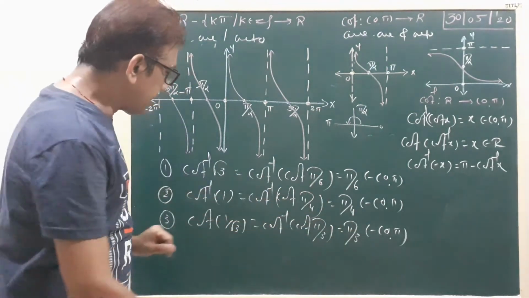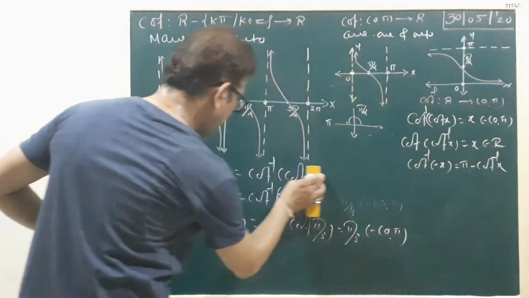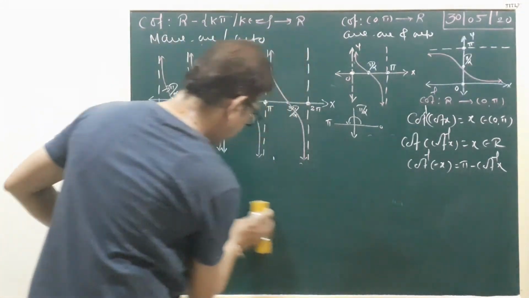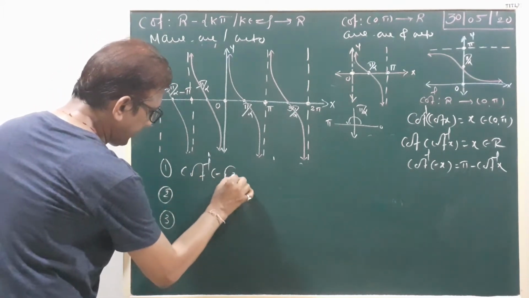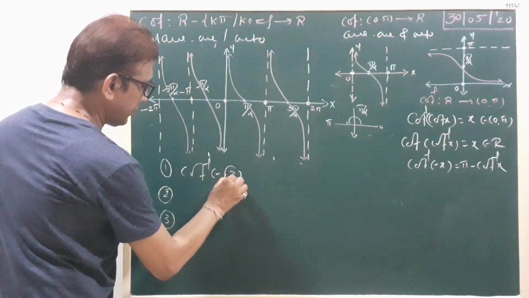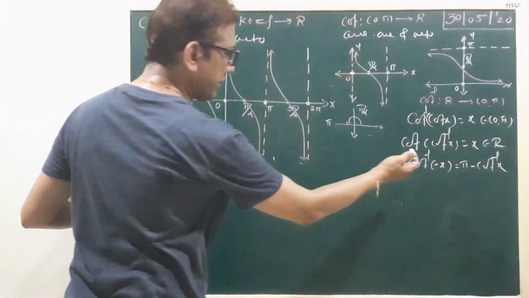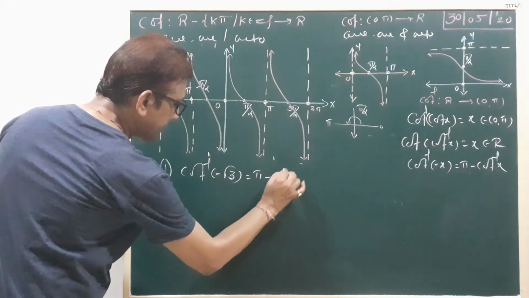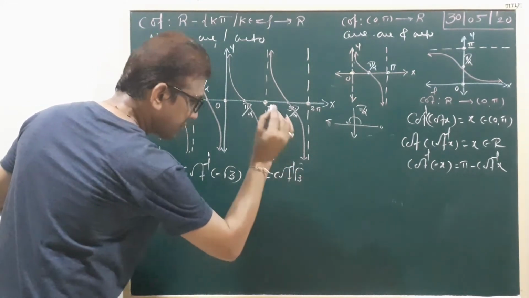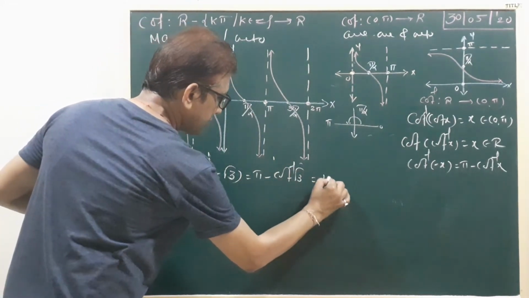Okay. Now we discuss negative values, 3 sums of negative values. So cot inverse of minus root 3. Look here: cot inverse of minus root 3 means pi minus cot inverse root 3. Okay, clear?